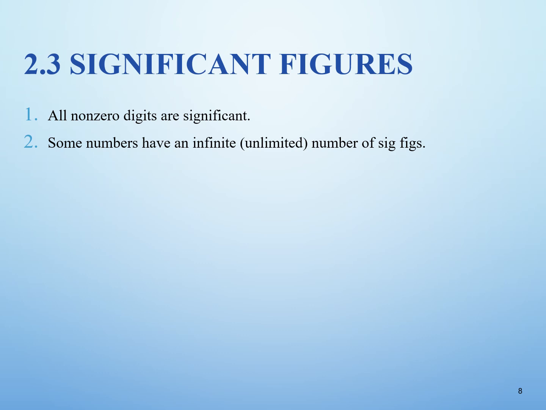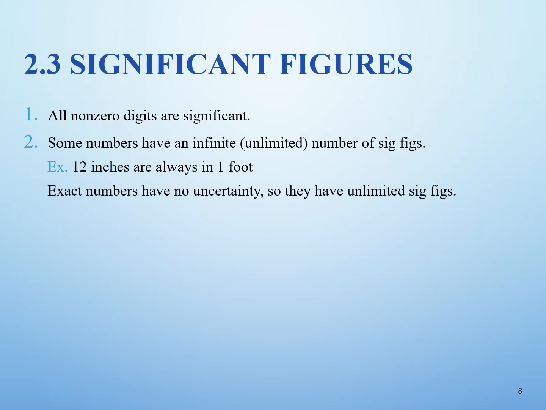Some numbers have unlimited sig figs. So what kind of numbers? Like formulas, conversions sometimes are exact, or exact numbers like 1 coin, 2 coins. You can't really break those up. And in 1 foot, there's going to be exactly 12 inches. So 1.0000000 forever 0 foot equals 12.0000000, you can see the 0 keeps going, inches. Okay, so they have no uncertainty, so they have unlimited sig figs.